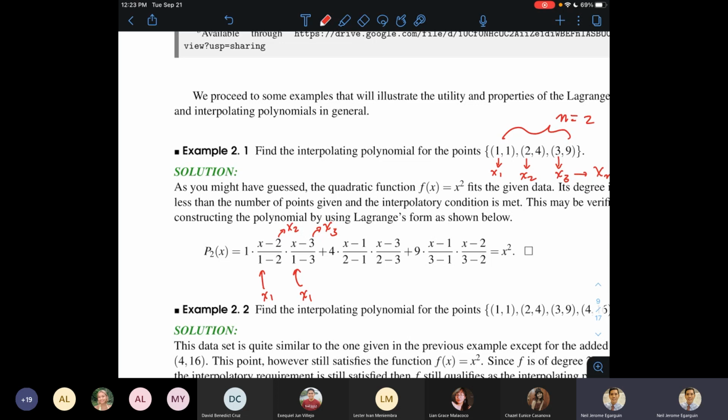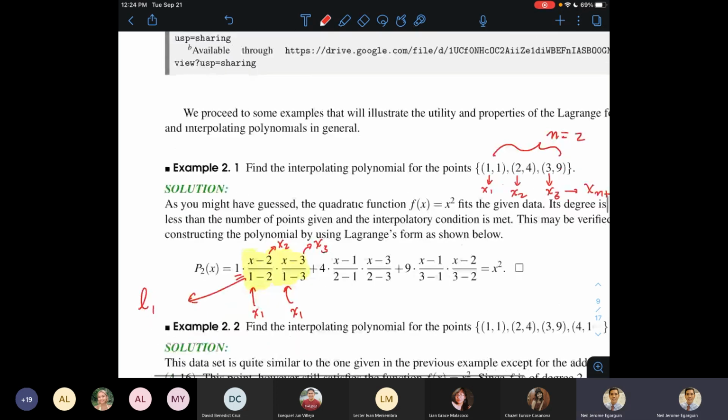Okay? Tapos ang requirement sa L sub k, bawal yung magkaroon ng x1 minus x1 sa denominator. So basically this is your L1, which is the product of x minus xj all over xi minus xj. And then, i-multiply mo yan ng function value. The first function value, the first data point is 1, 1. So yung multiplier na 1 nanggaling doon.